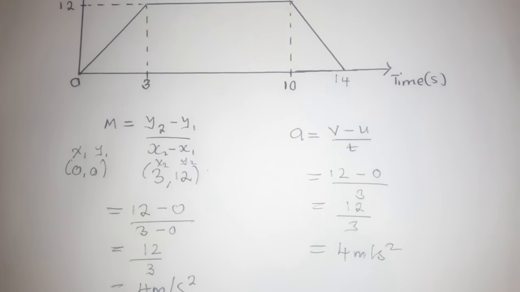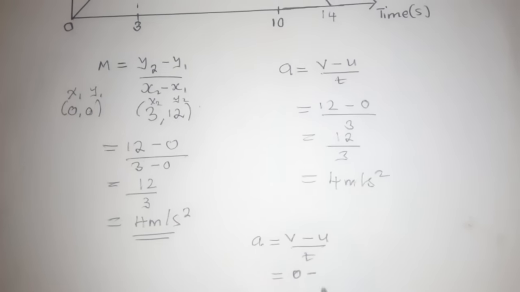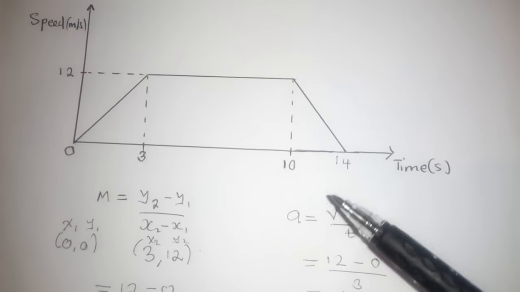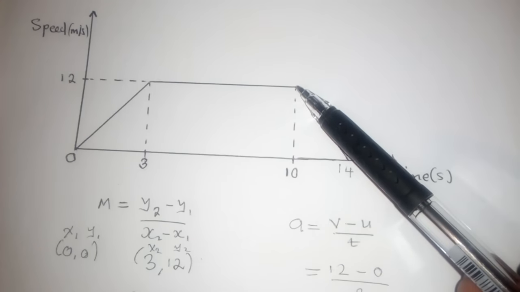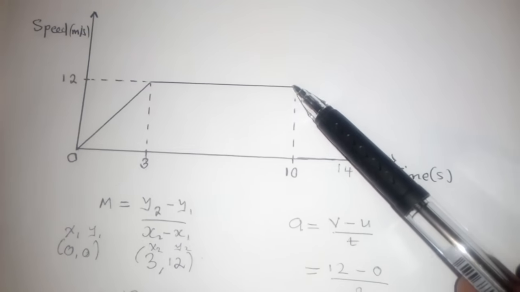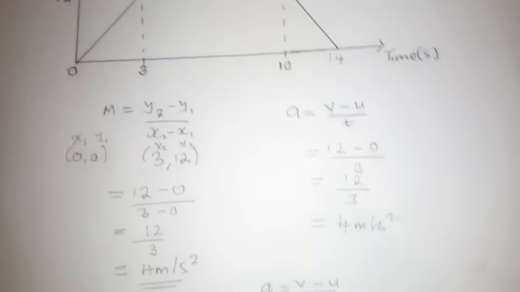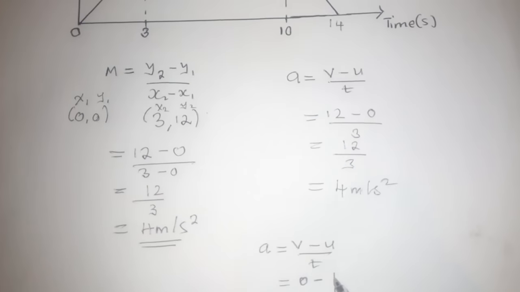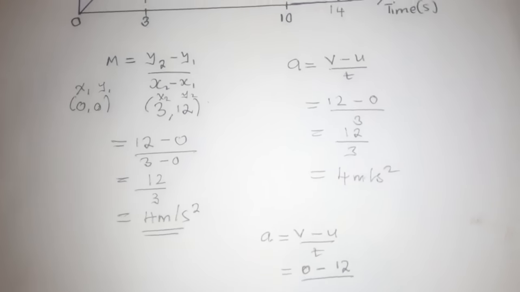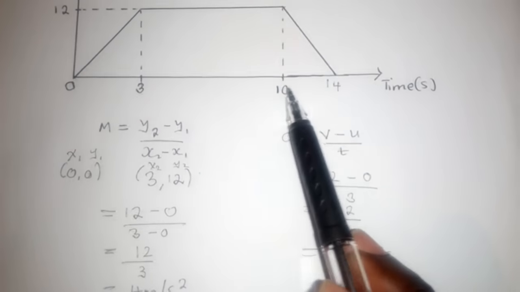So you put zero minus the initial velocity, which will be where it started decelerating. It's here, which is 12. So you put zero minus 12 over the time here. You check what is the time difference here.